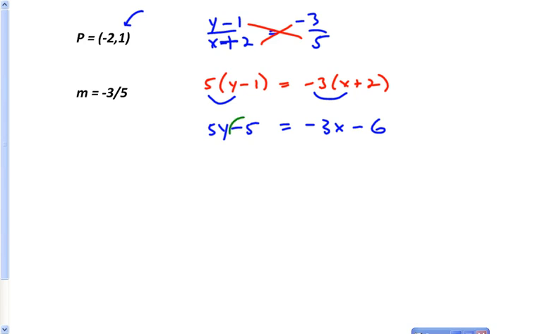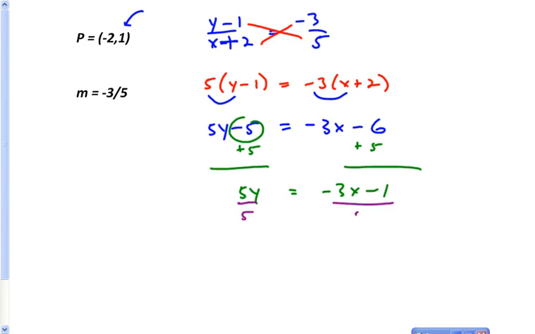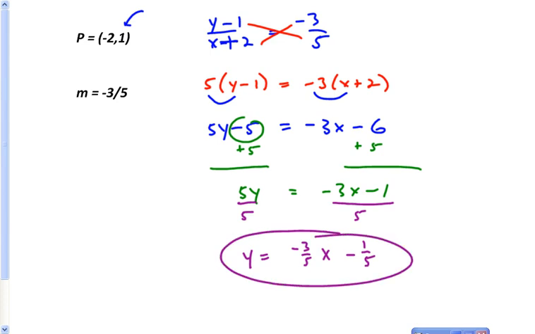Now to solve for y, I'm going to add the opposite. Red rover, bring the other sign over. And divide by 5. Negative 3 over 5x and negative 1 over 5 for a constant.